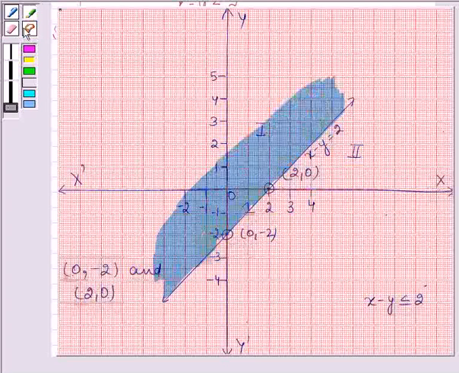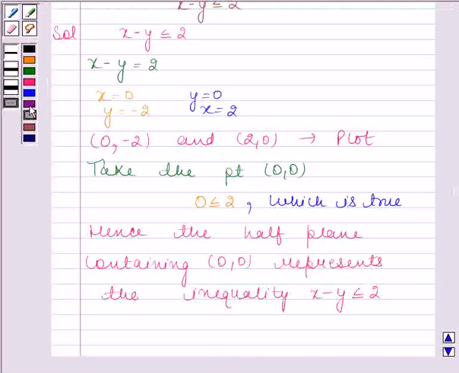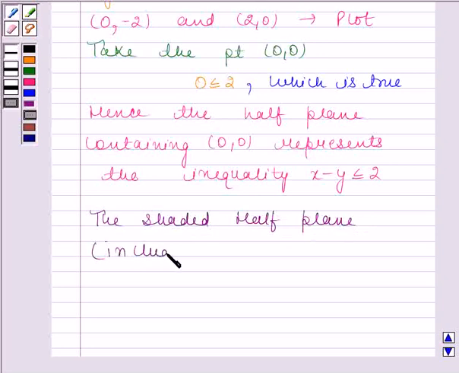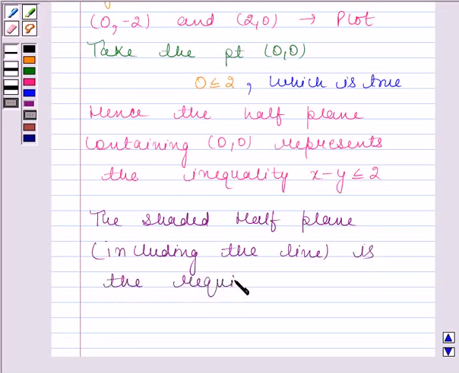This is the required solution region. So the shaded half plane including the line is the required graphical solution. This is our required answer. So this completes the session.